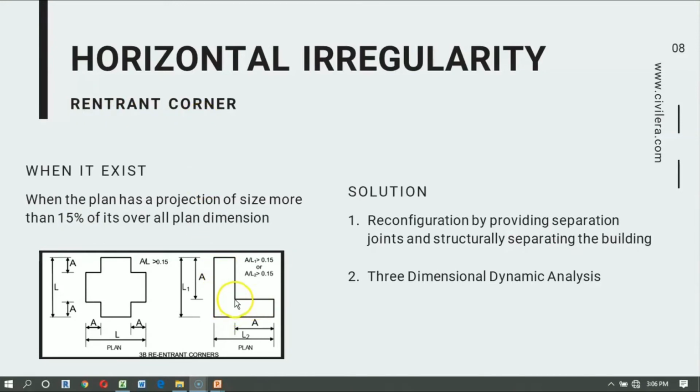One thing we already discussed is that we can introduce joints in your building and make it two separate regular buildings, but many times, and every time, this may not be possible. So we may have to do three-dimensional dynamic analysis in such cases. That's a solution suggested by the code. Reconfiguration by providing separation joints and structurally separating the building is one of the best solutions, because then we get two or more regular buildings.